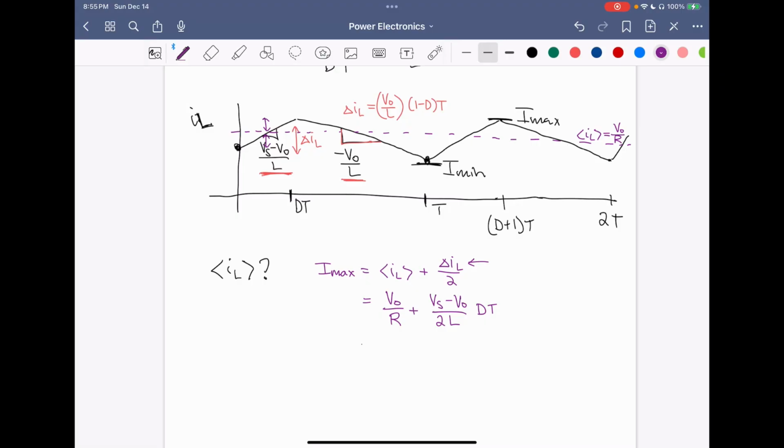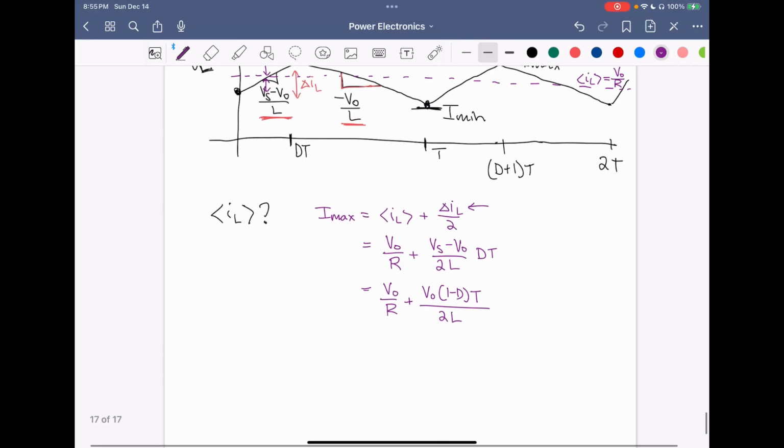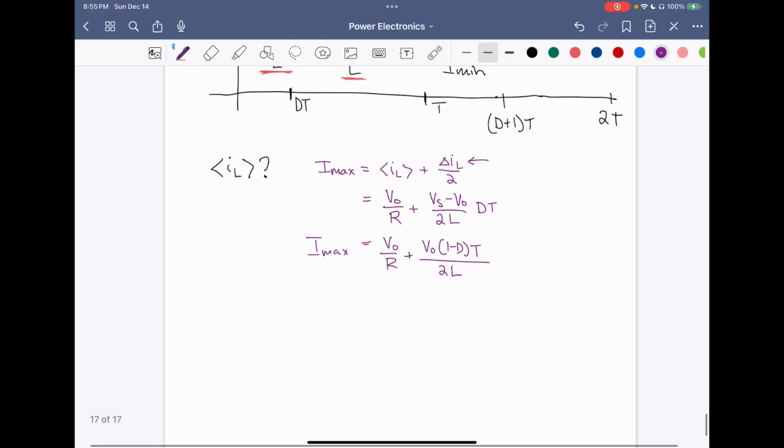So we can also write that I max is V out over R plus delta IL expressed using the d prime t interval, as VO times 1 minus d times t over 2L. So these are equivalent expressions, and I'm going to box this term as the expression we found for I max.